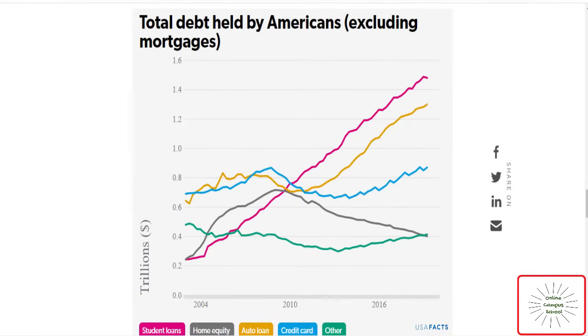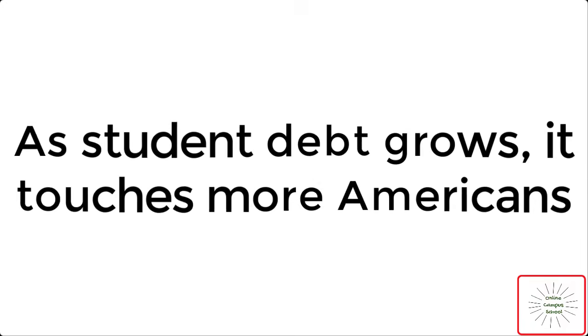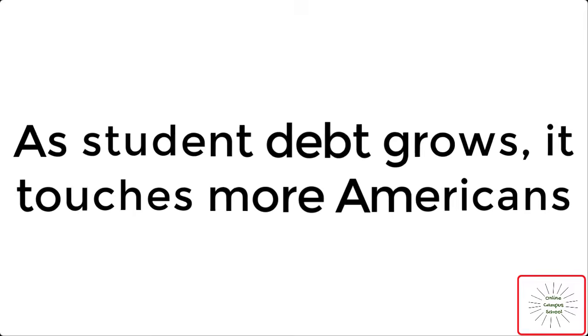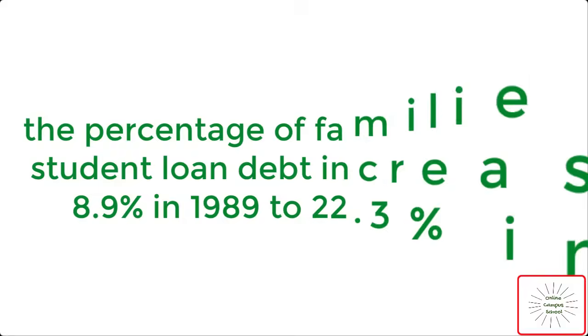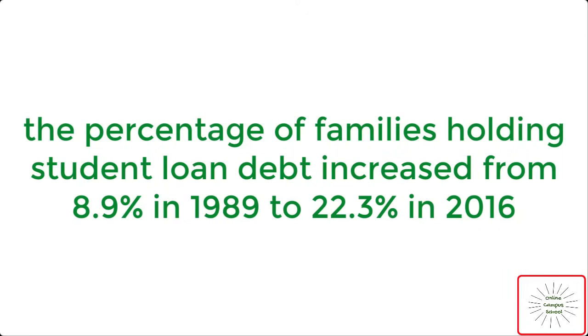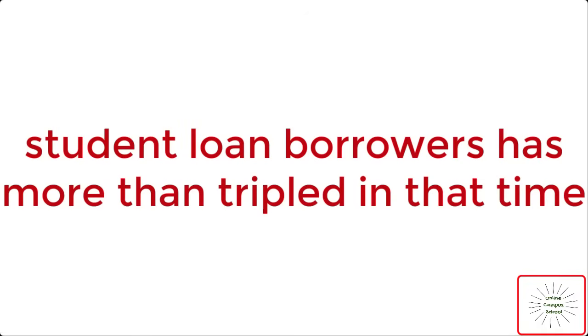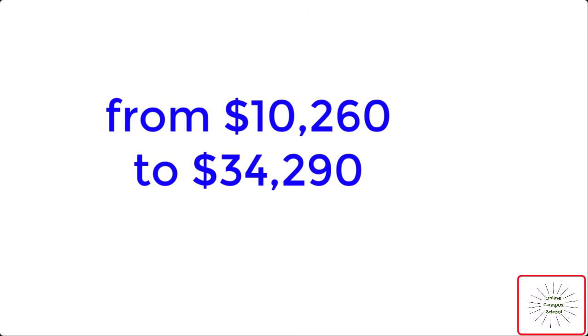Total debt held by Americans excluding mortgages is a complete detail of how, as student debt grows, it touches more Americans than ever before. According to the Federal Reserve Bank's Survey of Consumer Finances, the percentage of families holding student loan debt increased from 8.9% in 1989 to 22.3% in 2016. After adjusting for inflation, the average amount of student loan debt for student loan borrowers has more than tripled in that time, from $10,260 to $34,290.